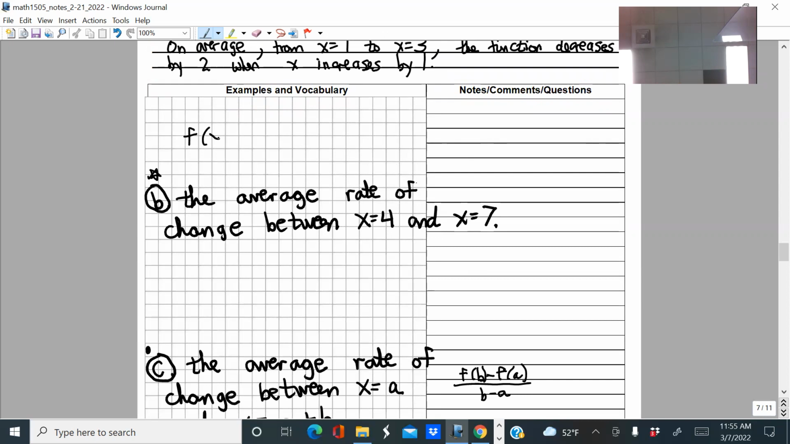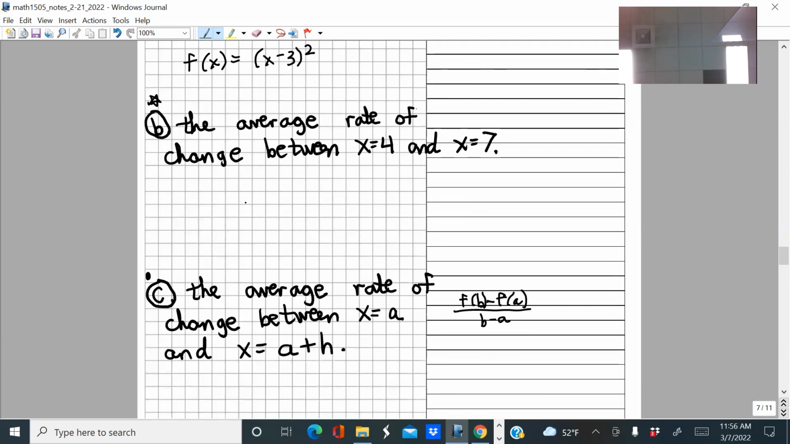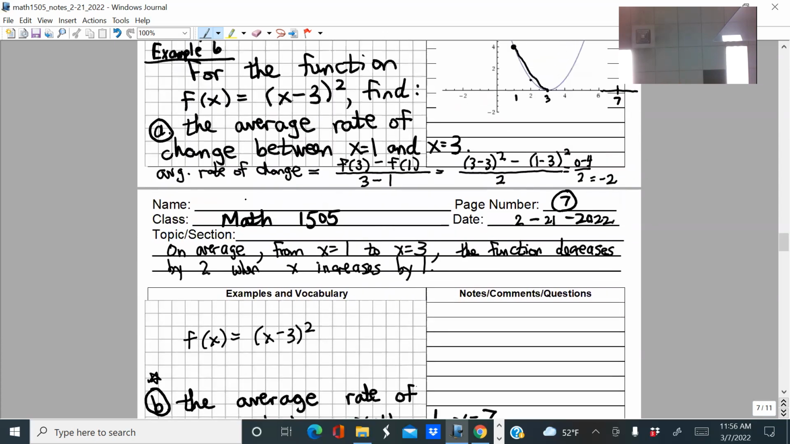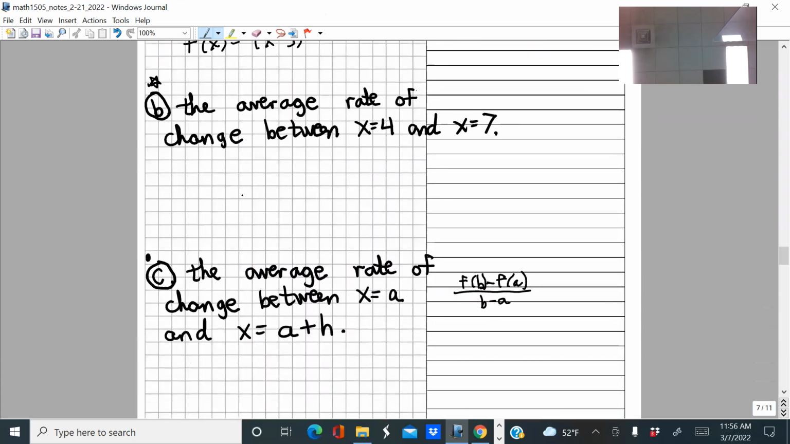Here was the function, I forgot, it was x minus 3 squared, was it that? Yeah. So there's the formula. So x minus 3 squared. What is the average rate of change from 4 to 7? You can see from the graph it's going to be positive, right? Because that curve is increasing from x equal 4 to 7. But how fast is it increasing from x equal 4 to 7? That's what we're trying to answer. Not just that it increases, but how fast.